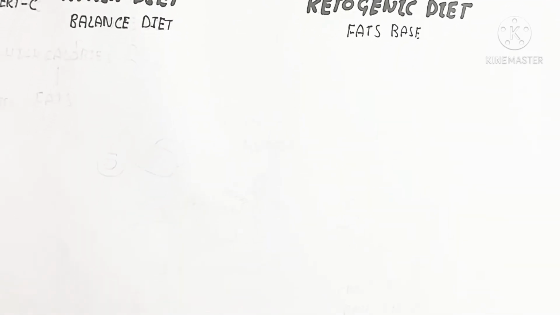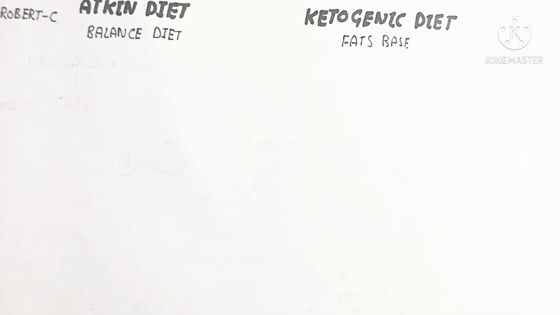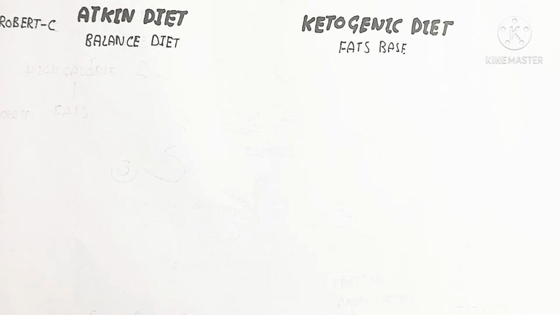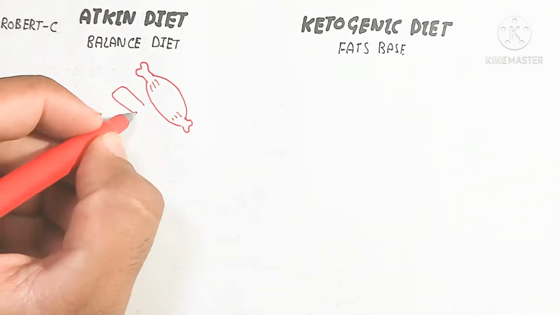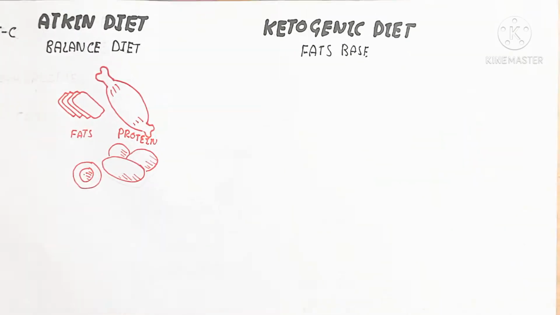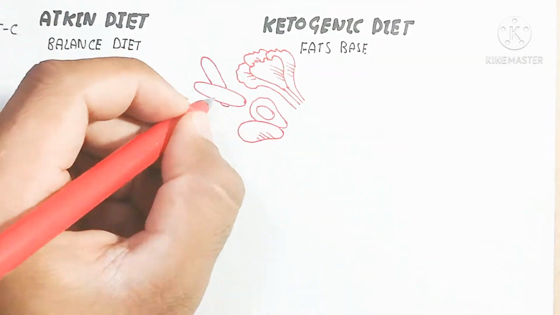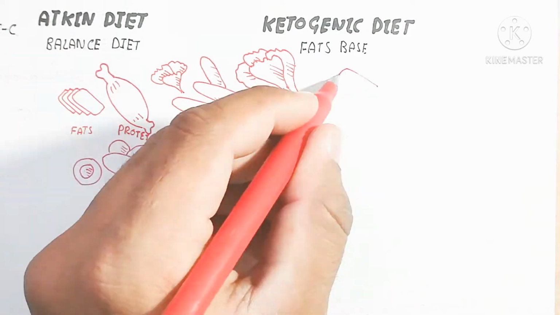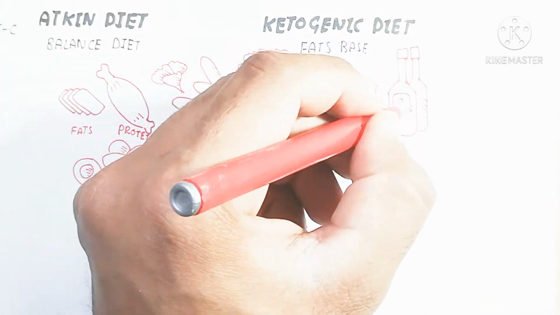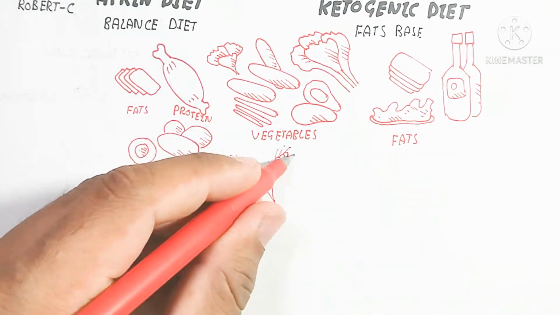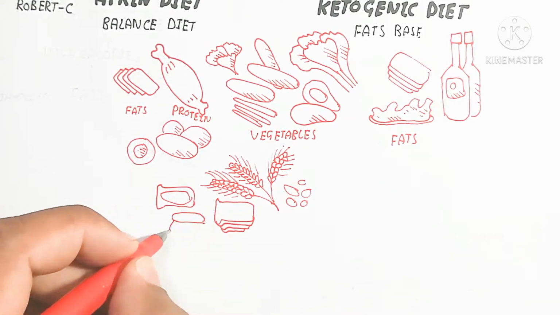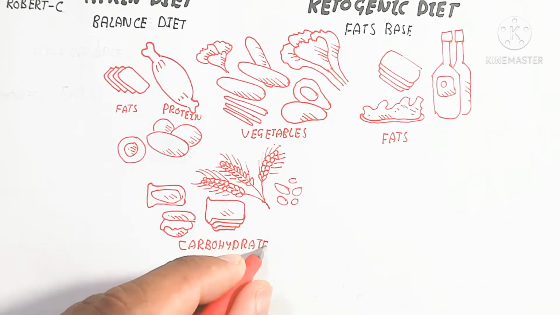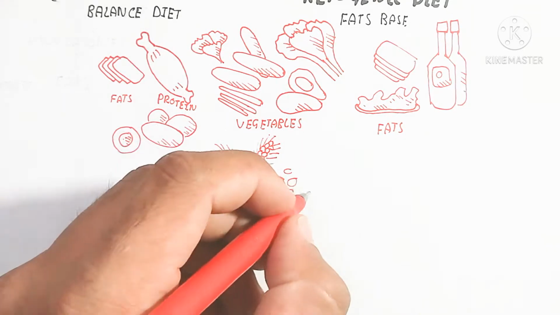Here I want to say that the different types of food which we eat contain vegetables, protein, and fats. The fats include saturated and unsaturated fat. The carbohydrates include cereal, grains, bread, burgers, and different types of processed food.